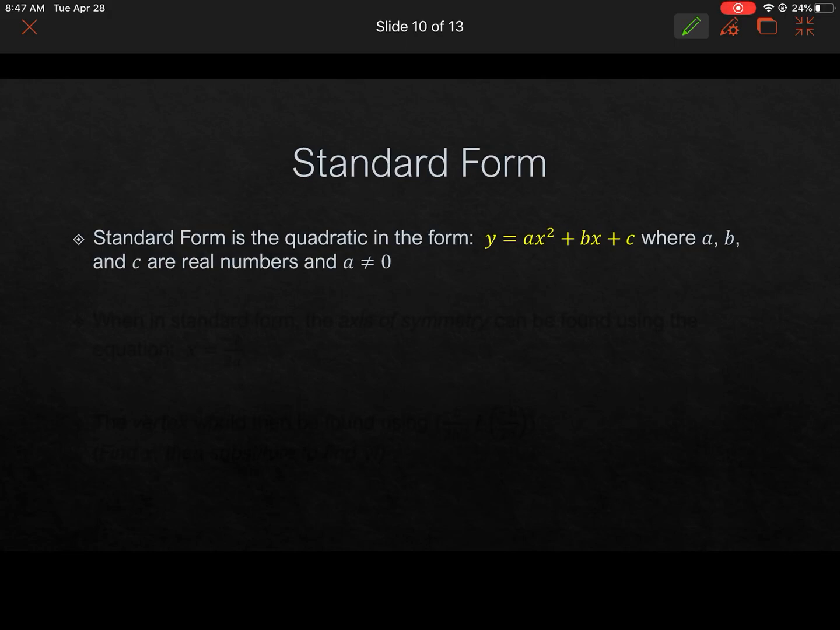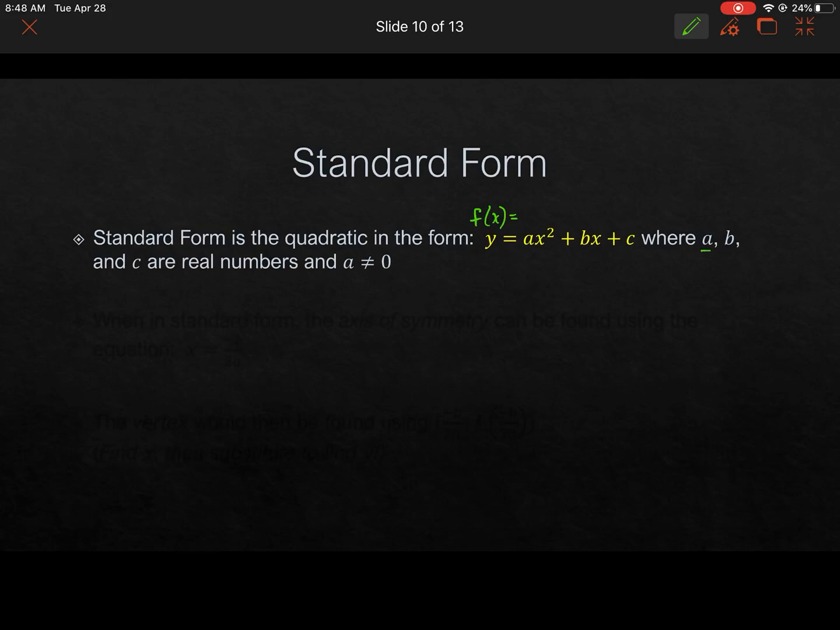Okay, so let's go back to our standard form, and how do these two forms, vertex form and standard form, link together? All right. So the first thing is standard form in the quadratic is y equals ax squared plus bx plus c. This could also be f of x, right? We know that means the same thing. So one is function notation, one is algebraic notation. So ax squared plus bx plus c.